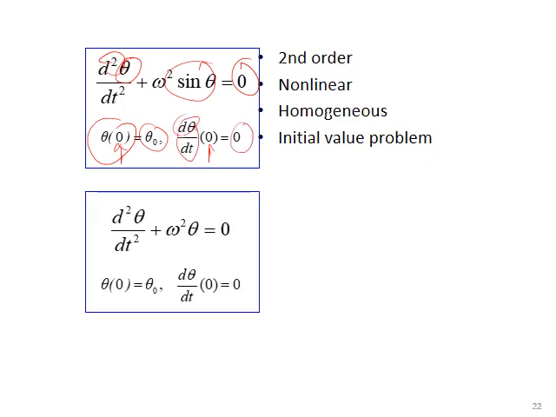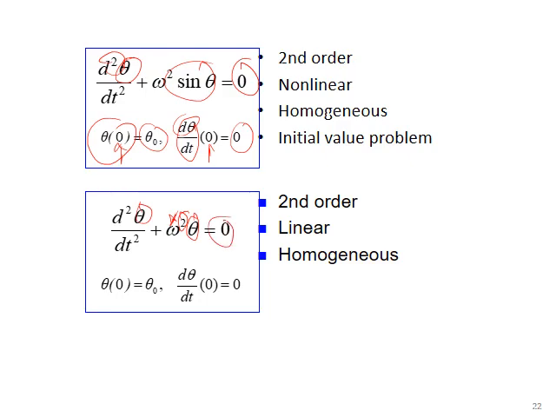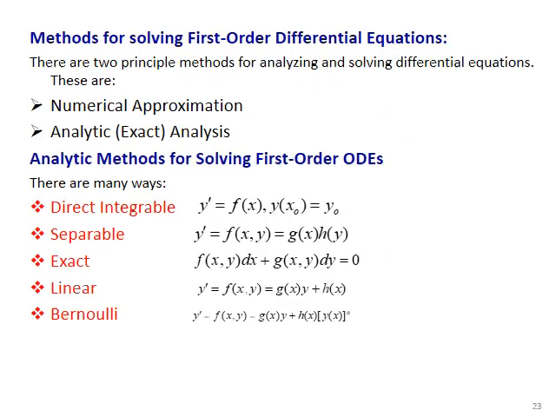Another example, this is second order as you can see here, but this is linear because the square is on the constant, not on theta. Theta is my variable. It is homogeneous because of the 0, and he gave me an initial value problem.